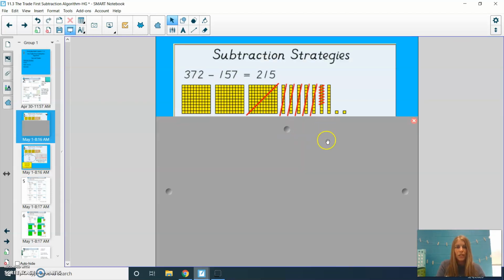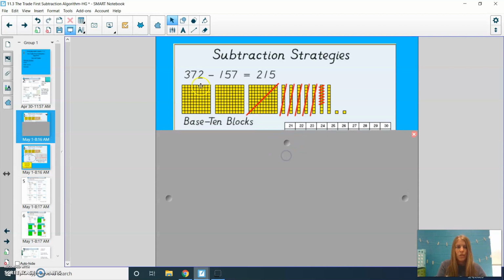So today's lesson, we're going to work on some subtraction strategies. A couple different ideas: one way to think about it is with base 10 blocks. So notice how if I was doing the problem 372 minus 157, I first have my 300 or my 3 flats. I have my 7 longs for my 70 and then my 2. And then I subtracted 157. So I took away 1 flat, took away 5 longs, and took away 7 cubes. Then looking at what's left, I can see that I have 215 left. That's one way to think about it.